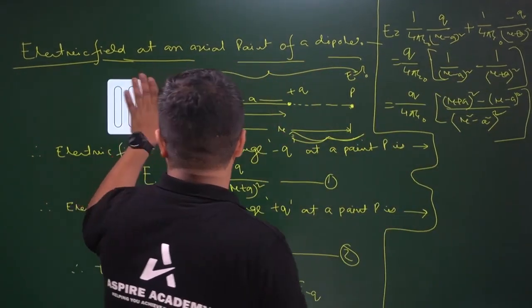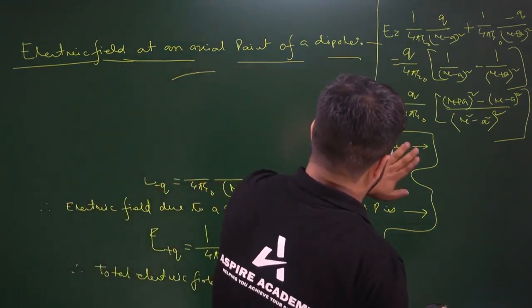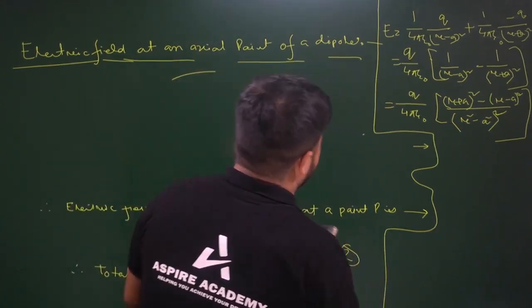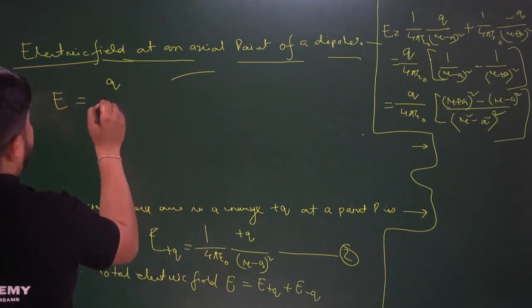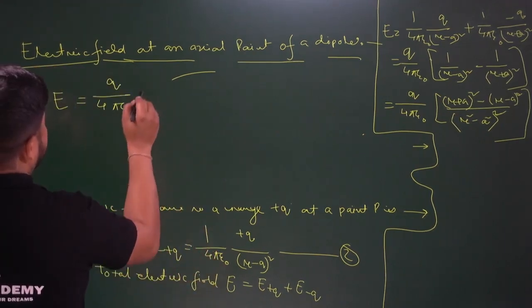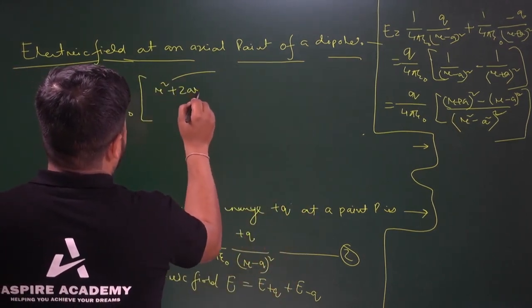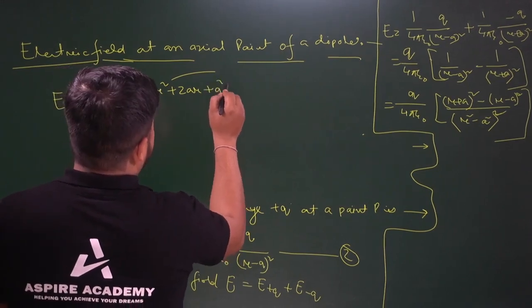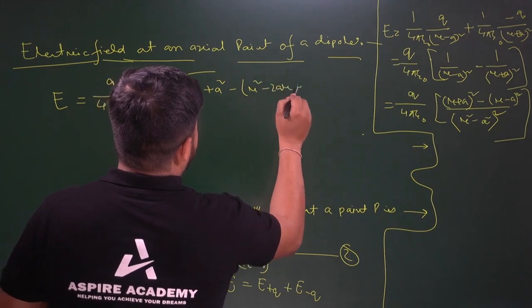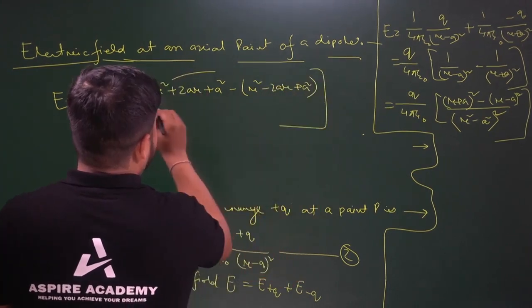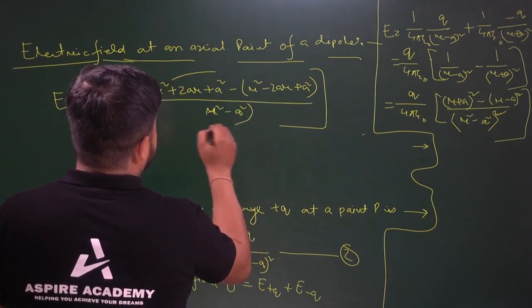Now we can erase these things. First of all, what do we get? After that, electric field is equal to how much? Q by 4 pi epsilon naught, (R plus A) means R square plus twice AR plus A square, minus R square minus twice AR plus A square, divided by (R square minus A square) whole square.